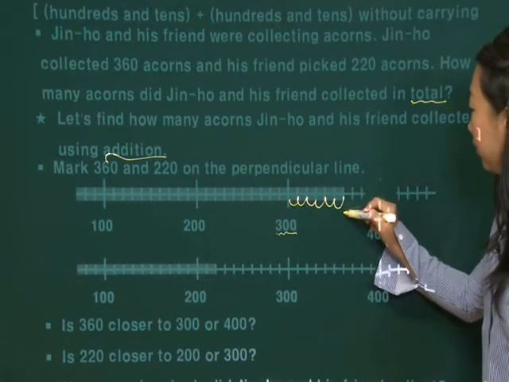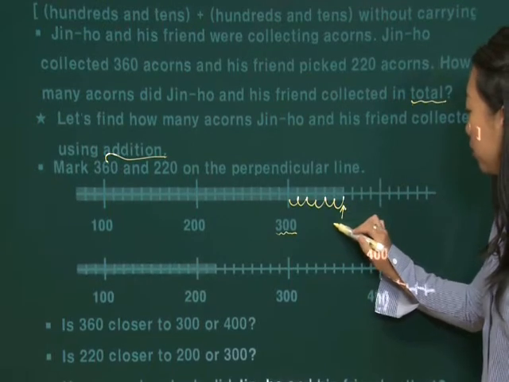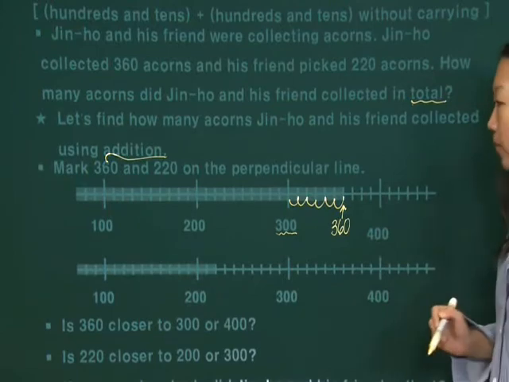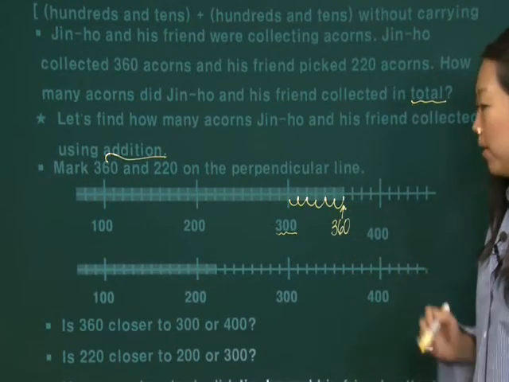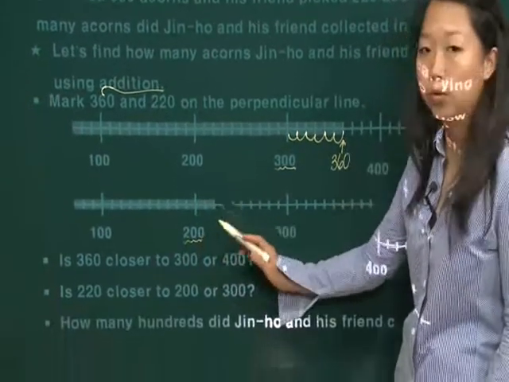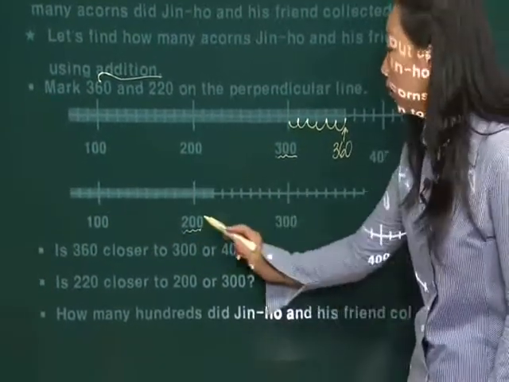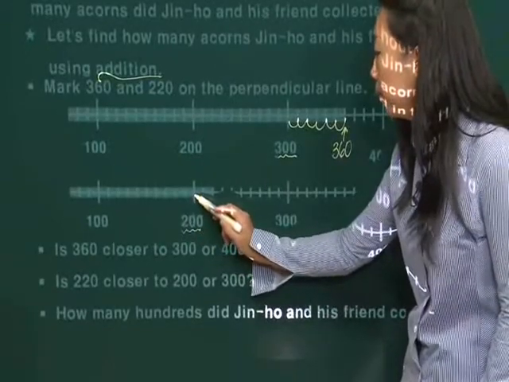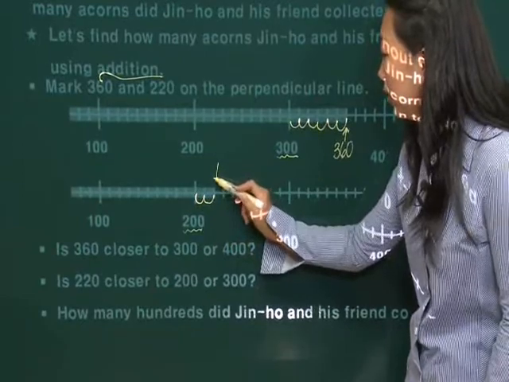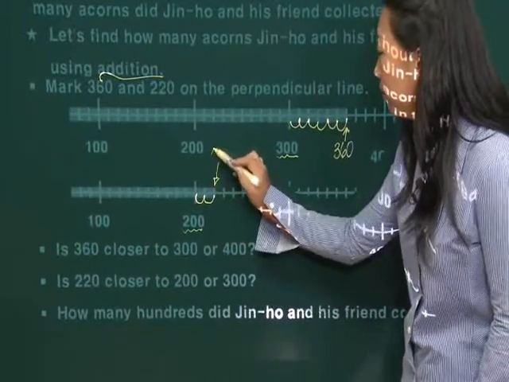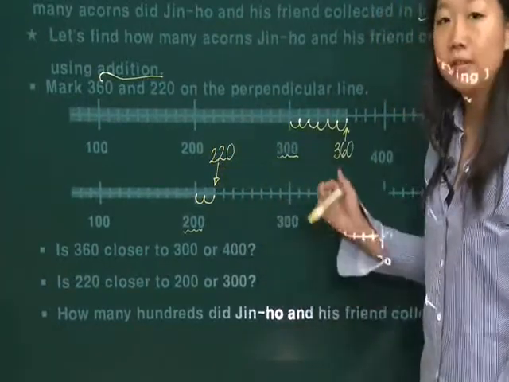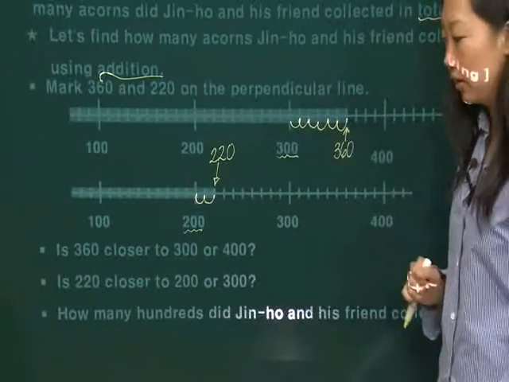So it means that here we have how much? Here it'll be 360. But how about 220? Let's check it out. Here we have 200, but it's 220, right? So we have 200. How many times do I move? I move 2 times. 1 and 2. So here, how much would it be? It will be 220. So this is how we mark on the number line.